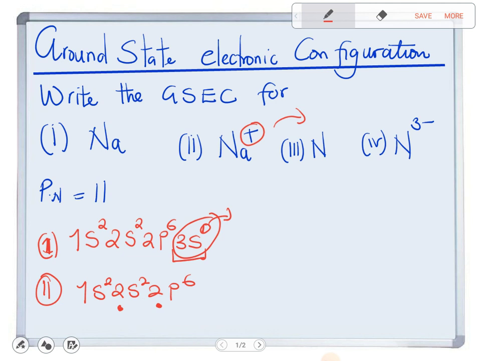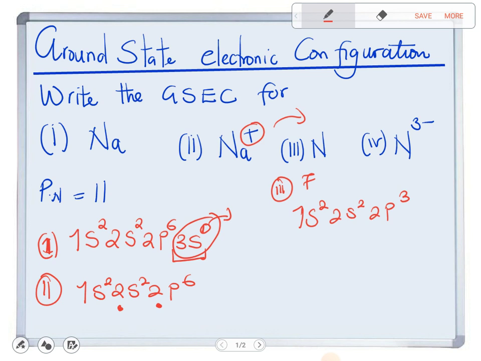Let's go for nitrogen. Nitrogen has got 7 total number of electrons. So we'll have 1s2, 2s2, and 2p3. You don't have to force a 6 here. Whatever number of electrons has remained, please put it there.